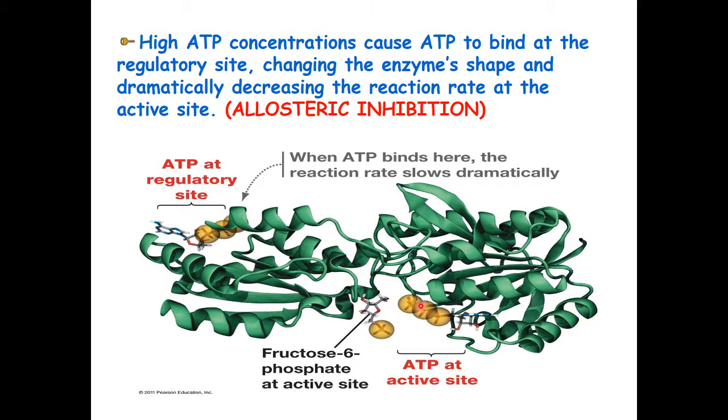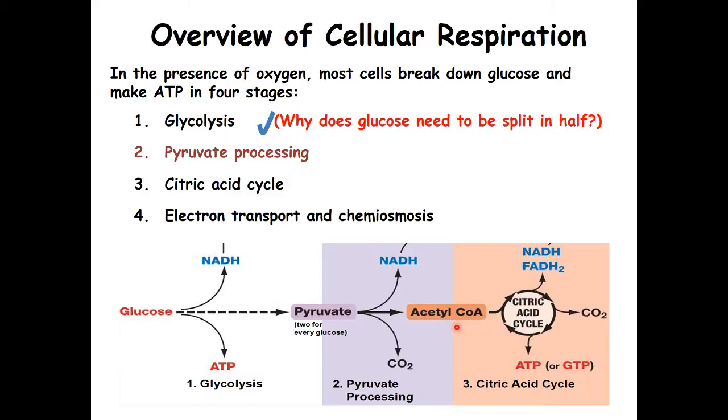But when ATP is too abundant, the product ATP will come back and bind also the regulatory site. Remember, in allosteric inhibition, when it binds to the regulatory site, it will change the shape of the active site. So then ATP cannot bind to the active site anymore. So there's no more chemical reaction happening. Okay, just remember that. So that is allosteric, and that's how feedback inhibition works. So far we've just done glycolysis. Is there any question on glycolysis?